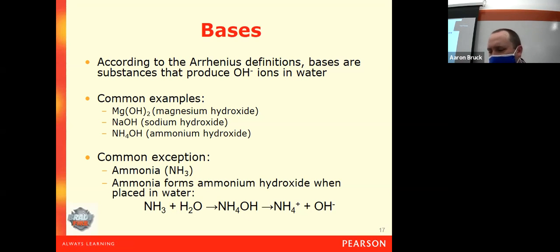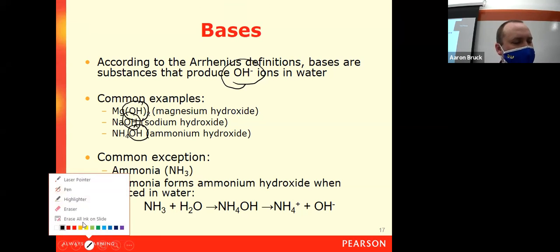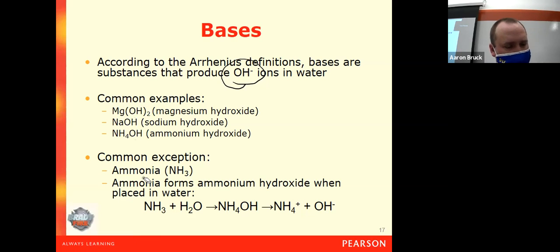Now, according to the Arrhenius definitions that we are using, bases are substances that are going to give us hydroxide ions in water. And so that is how we recognize them by their chemical formula. We're looking for that OH group in the chemical formula. So things like magnesium hydroxide, sodium hydroxide, ammonium hydroxide. The presence of that OH group there is going to be what allows us to look and say, oh, that's a base.